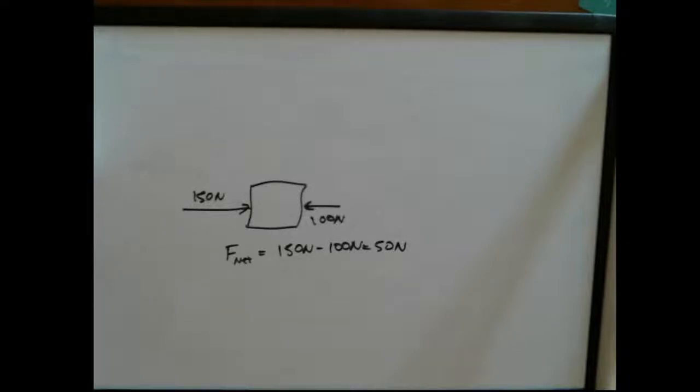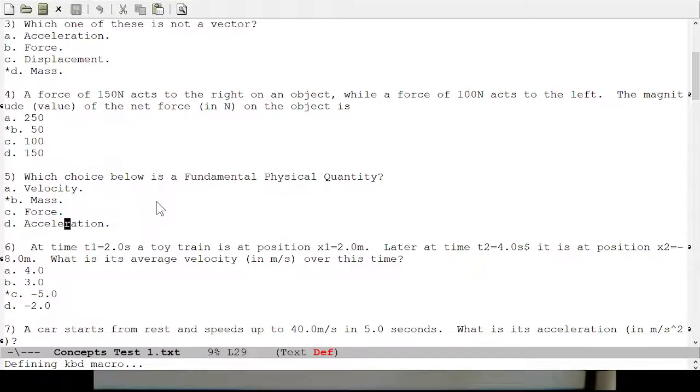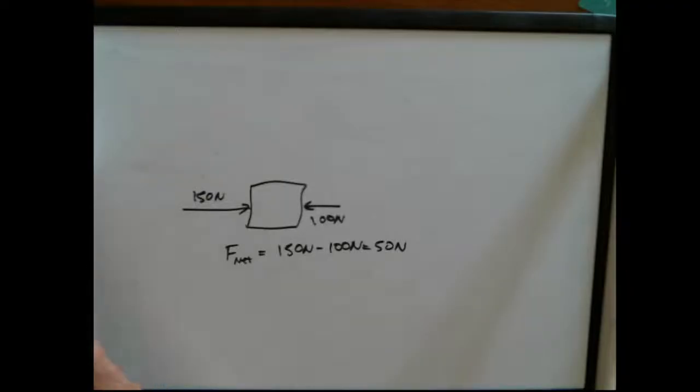So the next question is, which choice below is a fundamental physical quantity? Here you kind of have to remember that there were only 7 fundamental physical quantities, and mass was one of them. If you remember, let me just write a few of these down.